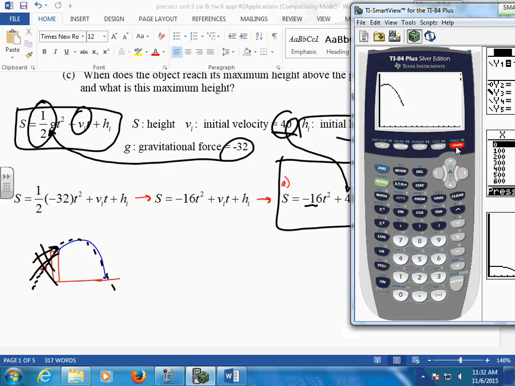Okay, let's see if we see a graph. Ah, we see a graph, don't we? Now remember, this guy came from over here somewhere, which we don't care about. We just care about that maximum height, and this is when it hits the ground. These are my zeros. This is still my maximum.